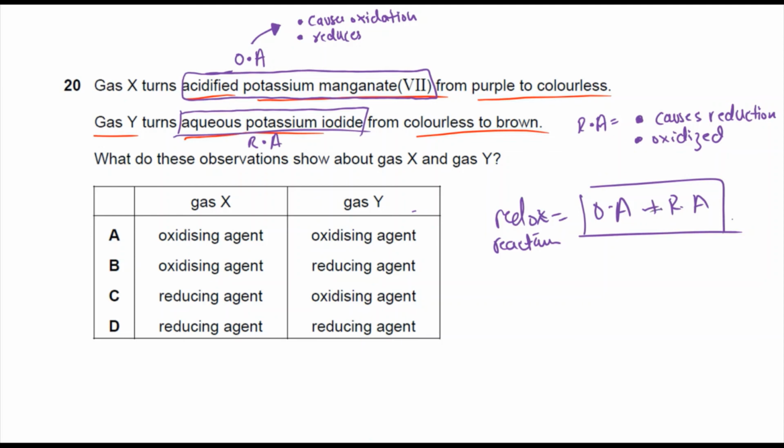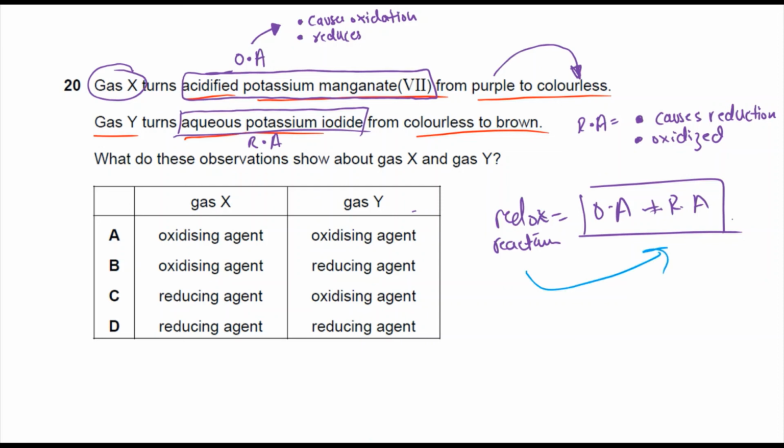So if gas X made this oxidizing agent go from purple to colorless, which happens when acidified potassium manganate oxidizes something. जब acidified potassium manganate किसी चीज को oxidize कर देता है, तब वो purple से colorless चला जाता है, क्योंकि वो खुद reduce हो जाता है. So listen to this carefully. If acidified potassium manganate is the oxidizing agent, then gas X will be what? The reducing agent.